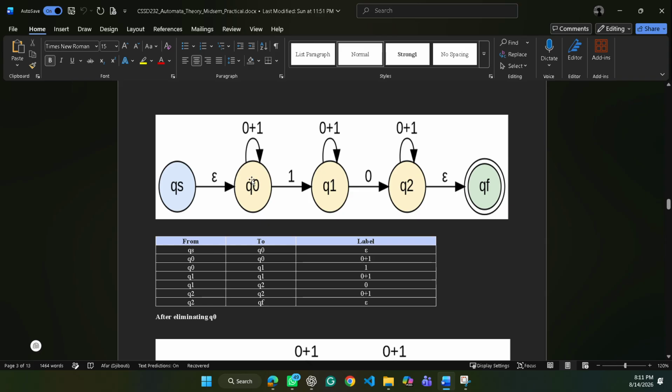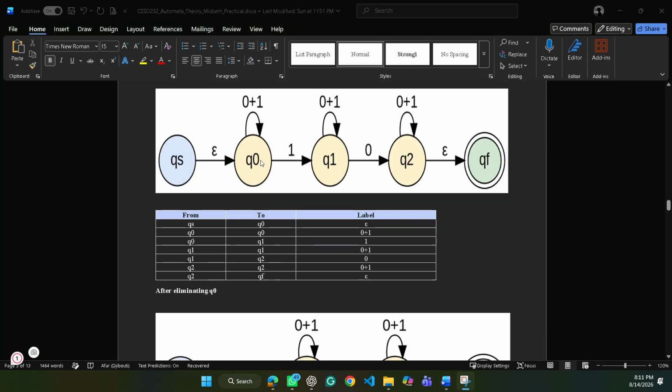This expression describes binary strings containing at least one 1 followed later by at least one 0. So that's what we did in here.